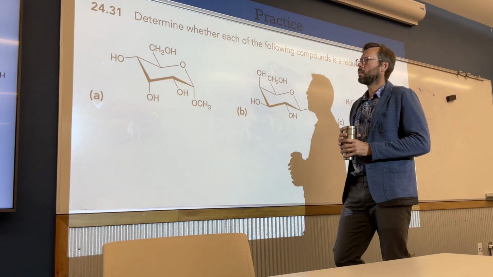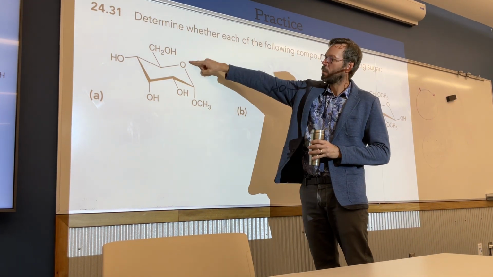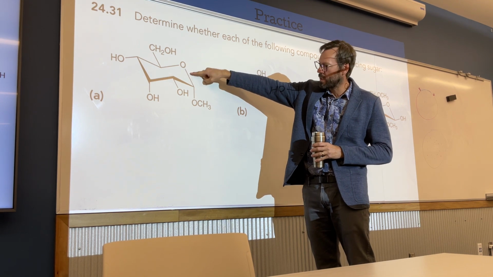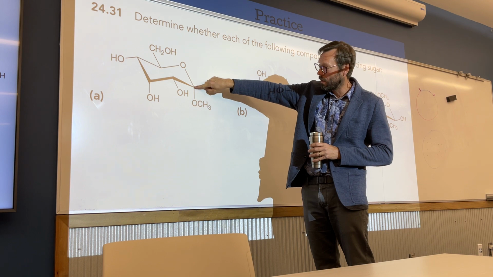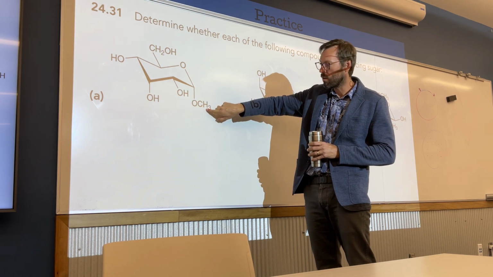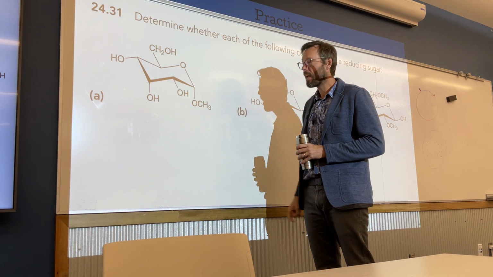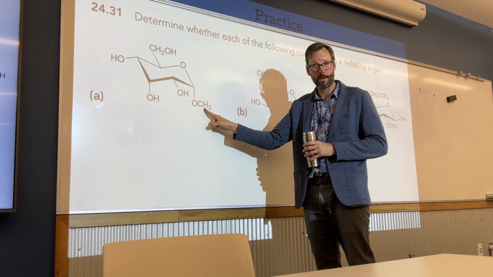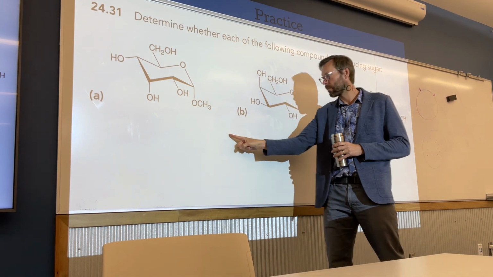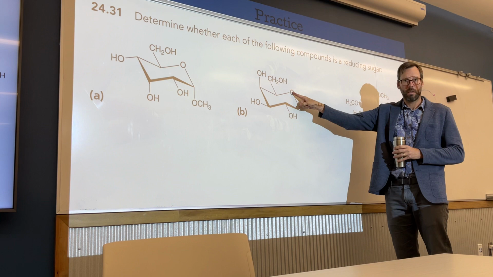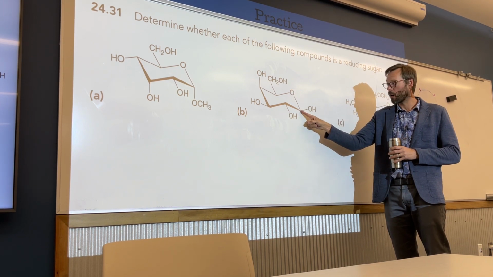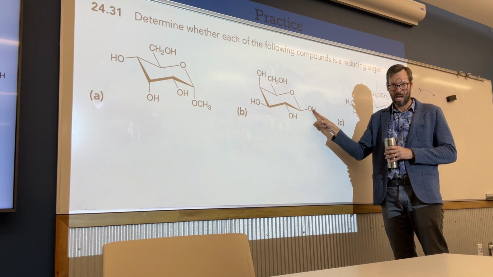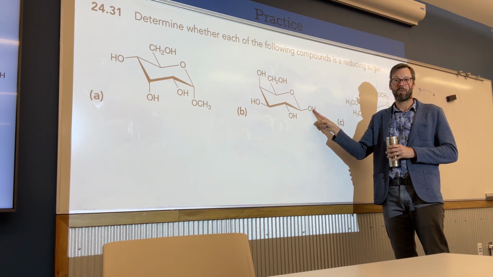What about A? Here's the oxygen in the ring, so the one coming down is the anomeric carbon. Is this hemi or is it acetal? Acetal, because it's an OR group, so non-reducing. Here's the oxygen, here's the anomeric carbon. Hemi, so it is a reducing sugar.